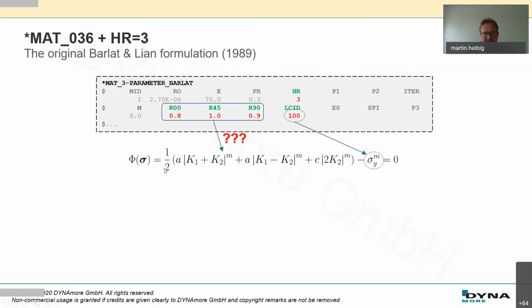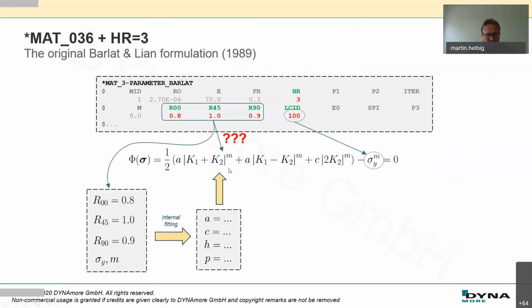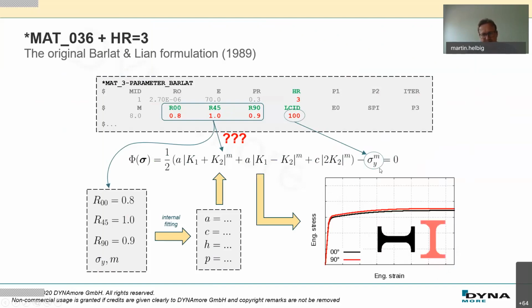And what you have to find out are these parameters A, C, H, and P. You put in here your R values, your sigma, your yield curve, and you put in this M, this hardening behavior, and then over an internal fit, you get these parameters which are needed for the description of Barlat. It calculates the stress-strain value, and this more or less is the way your yield surface is expressed.